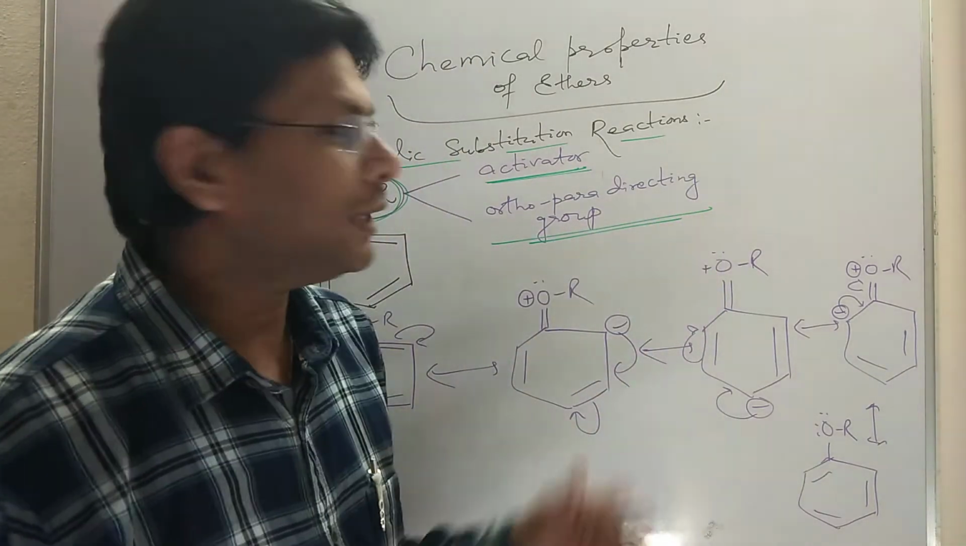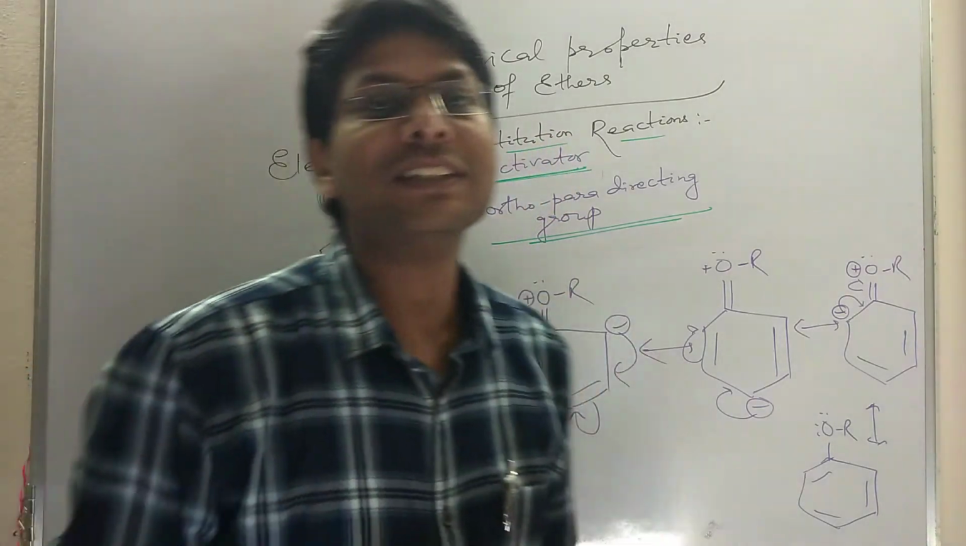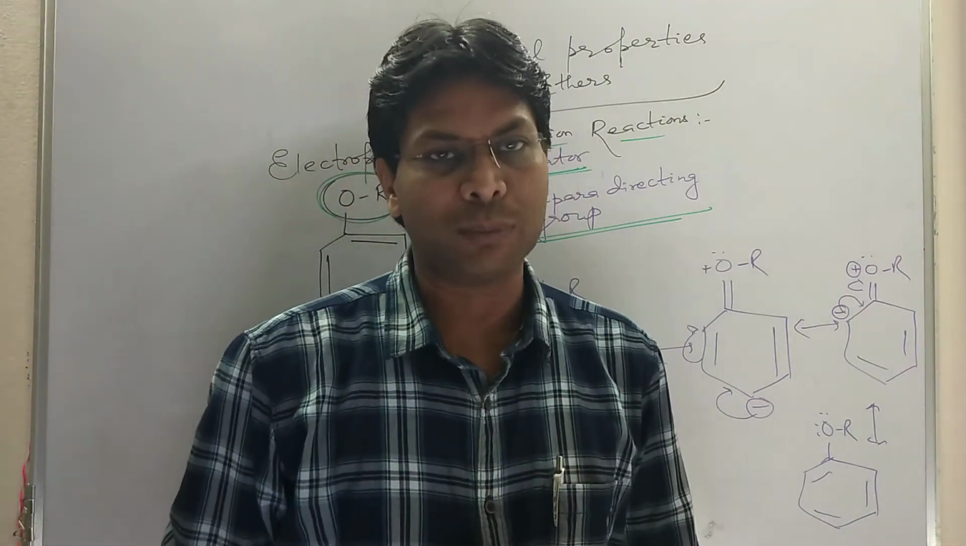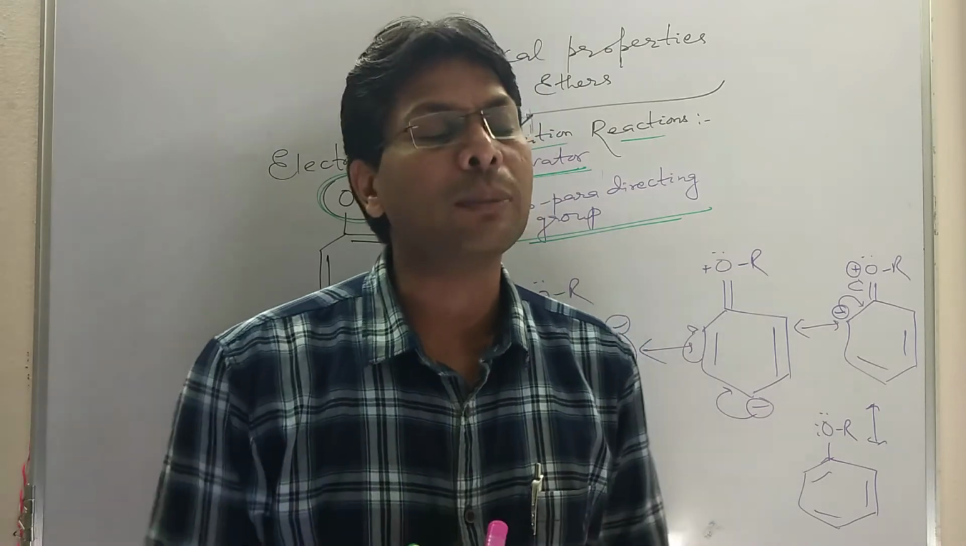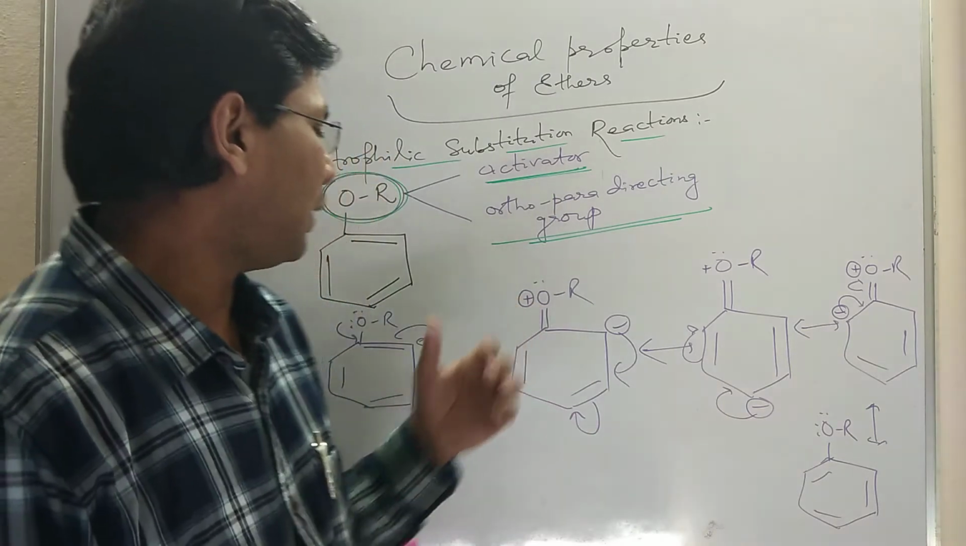Ortho-para directing group means that due to the presence of this alkoxy group, there is an increase in the electron density at ortho and para position as compared to the meta position. So the new electrophile will come at ortho and para position.